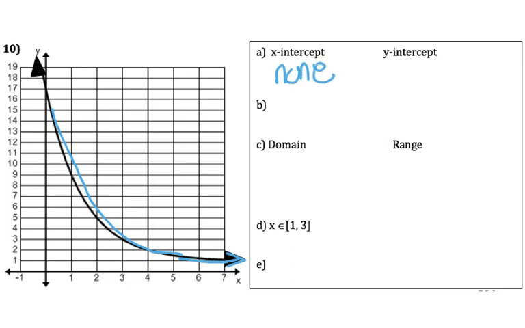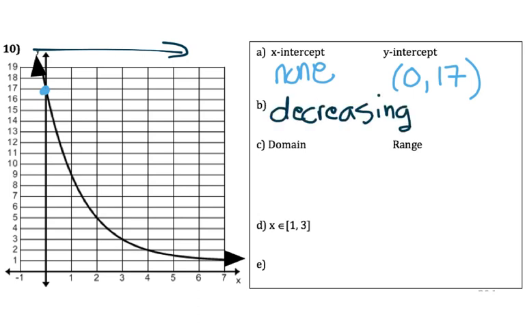For the y-intercept, we're looking for the point where this graph crosses the y-axis, which is here. And our ordered pair for the y-intercept is (0, 17). So the x value of 0, the y value of 17. Part B asks if this is an increasing or decreasing function. As we move from left to right across the graph, we'll notice that it's going down, so it is a decreasing function.